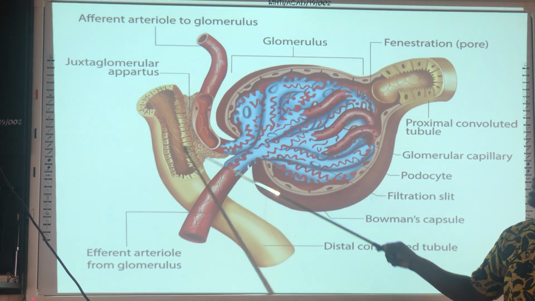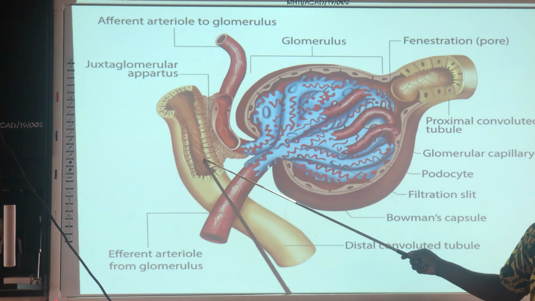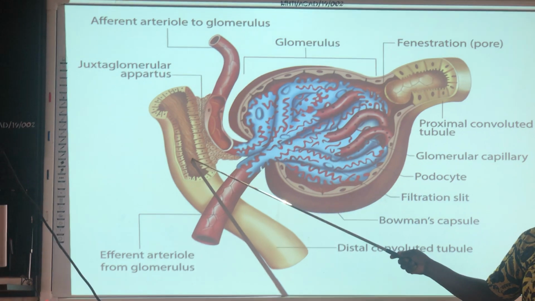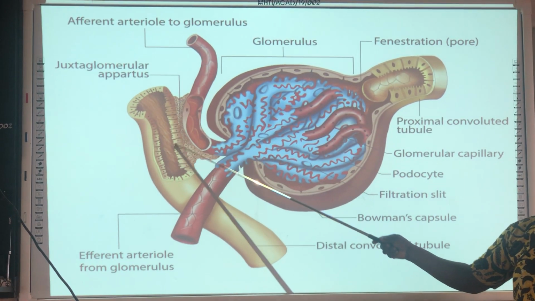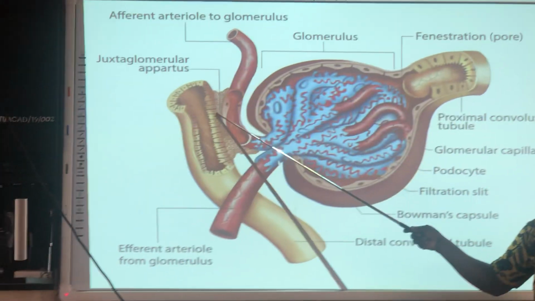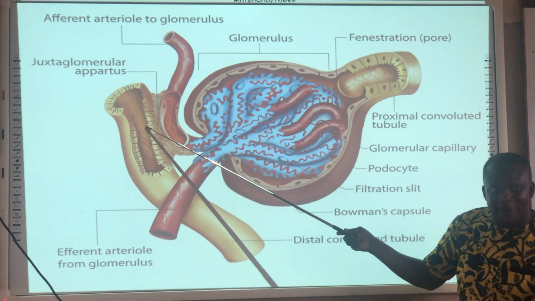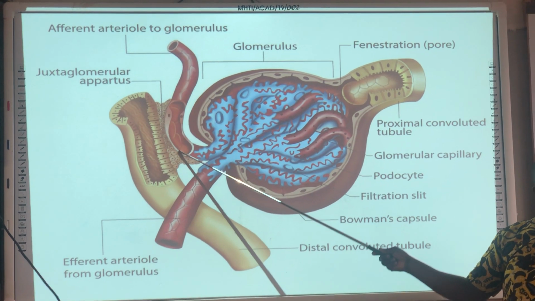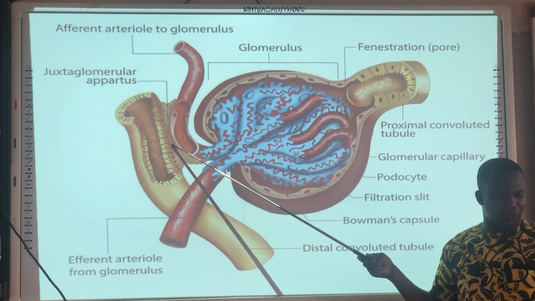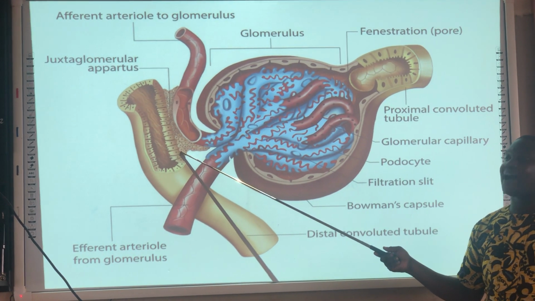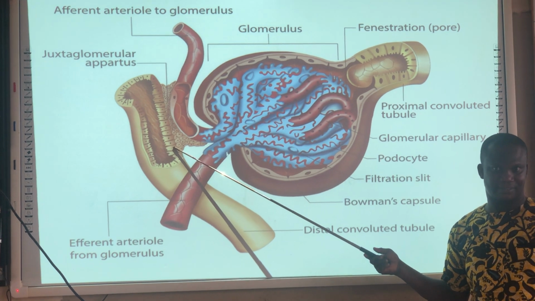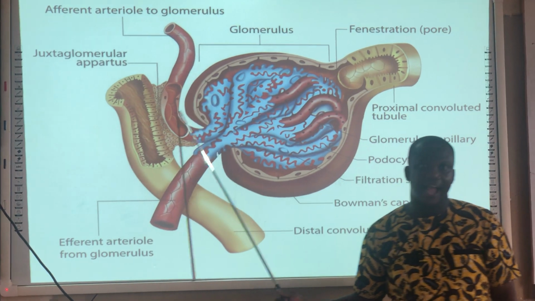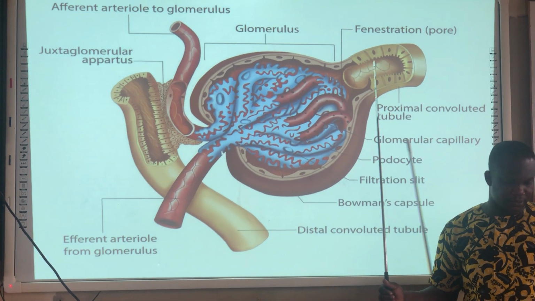As they meet at this point, the cells become what? Modified at the point of what? Contact. And as you all know, the modified cells are what make up the juxtaglomerular apparatus. And again, the function of the juxtaglomerular apparatus is to help to regulate renal blood pressure.